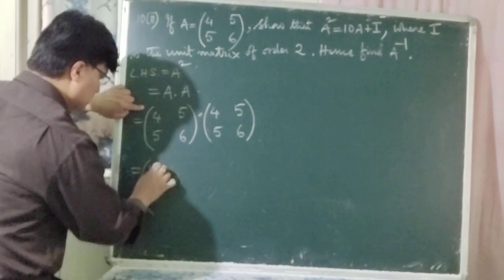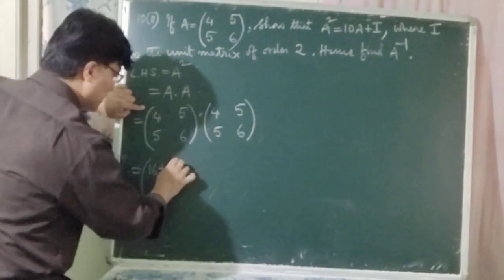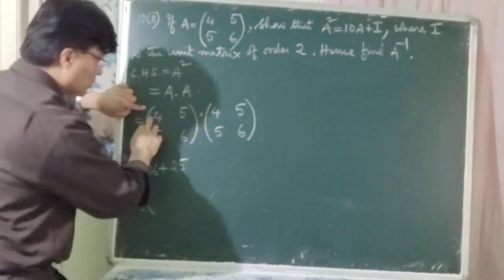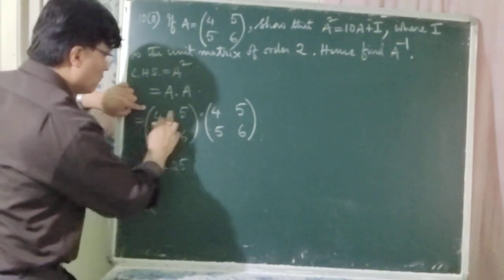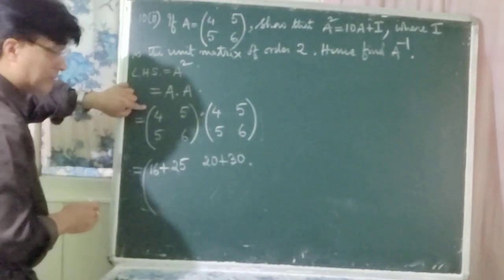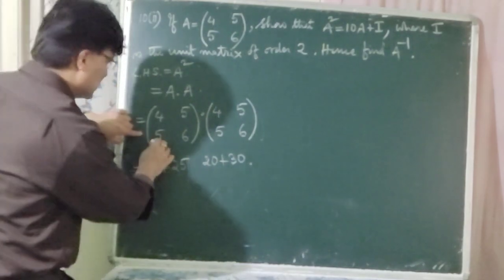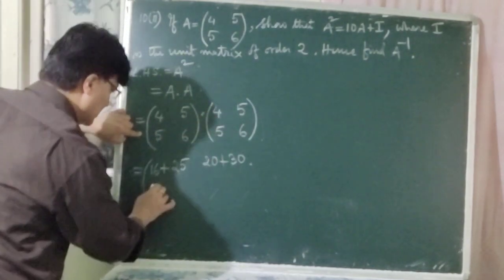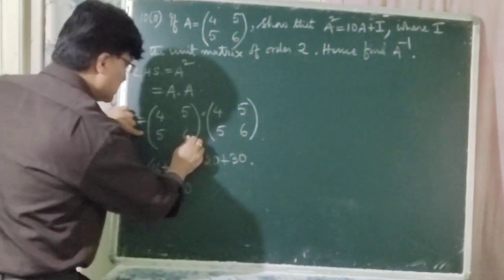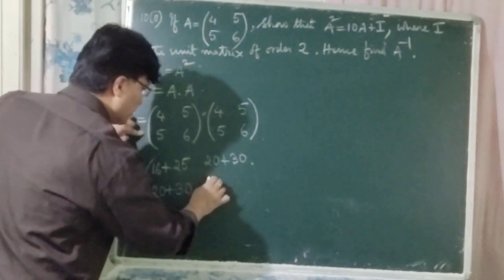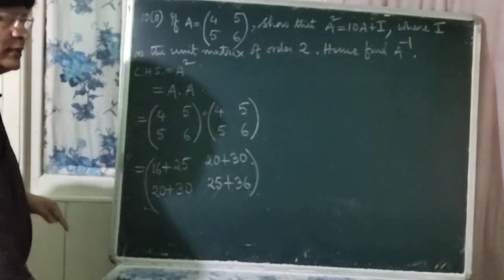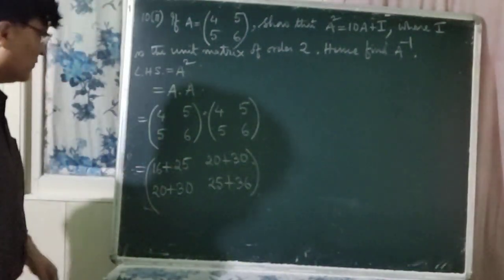4 4s are 16 plus 5 5s are 25. Again, first row by second column. Corresponding elements can be multiplied. 4 5s are 20 plus 5 6s are 30. Right? Next, second row by first column. 5 4s are 20 plus 6 5s are 30. Now second row by second column. 5 5s are 25 plus 6 6s are 36. Okay? Now you can simplify it further.